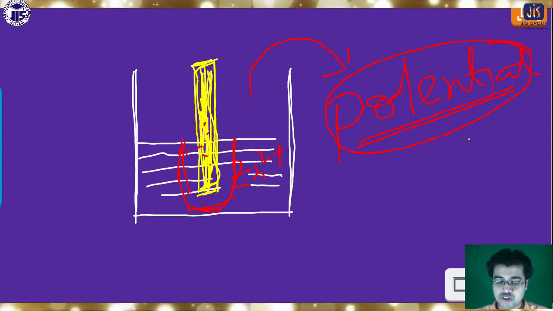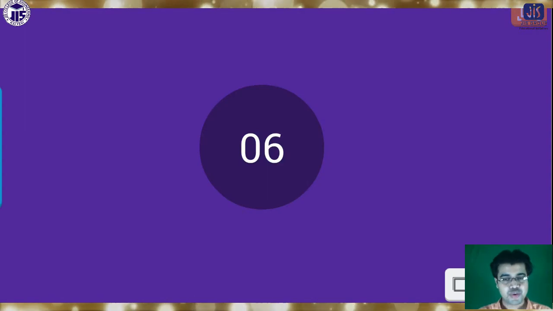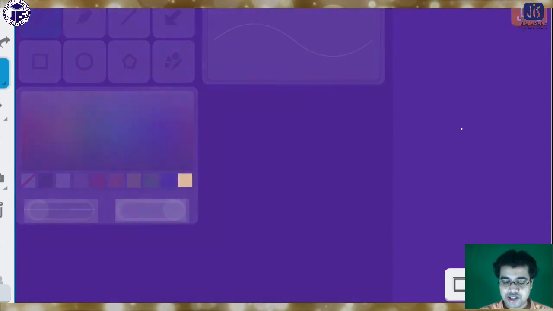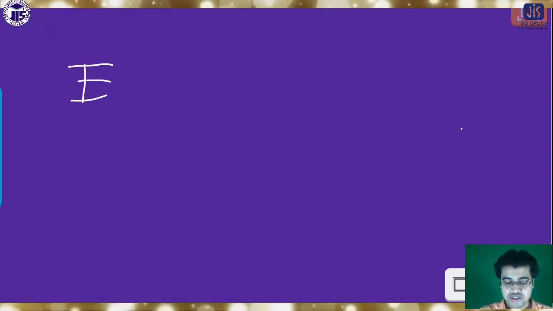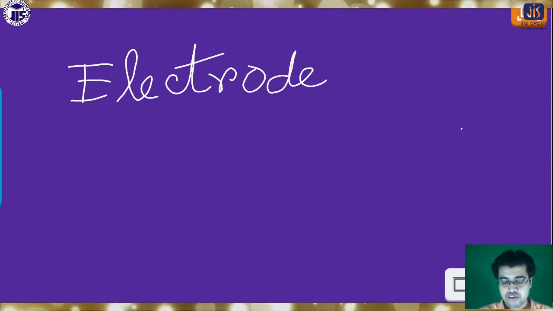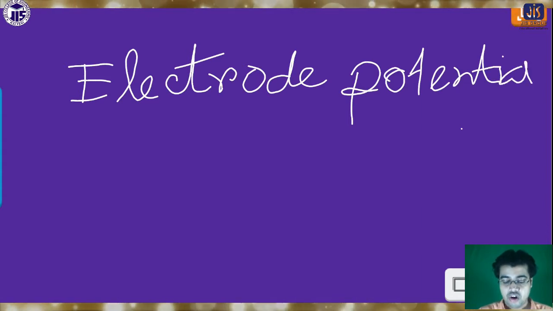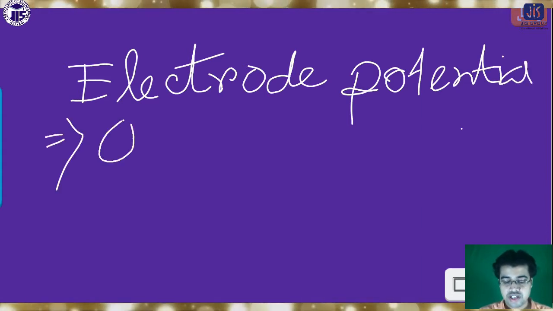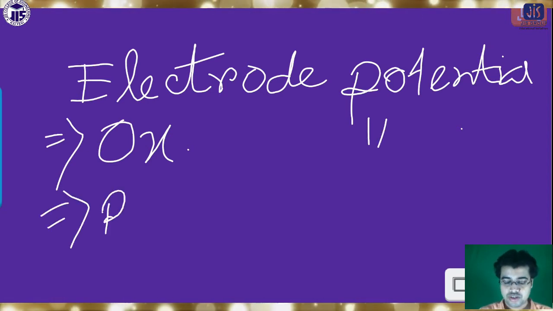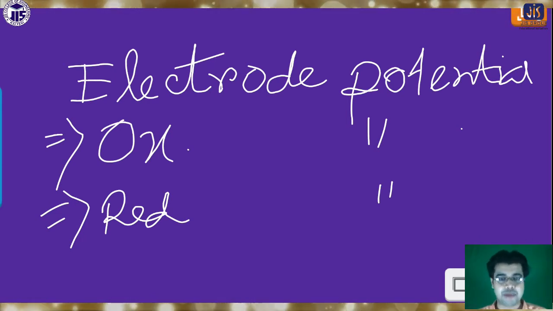So electrode potential, again, may be of two types. What are the types of electrode potential? Look here, the first type is the oxidation potential, or it may be a reduction potential also. Either oxidation potential or reduction potential.